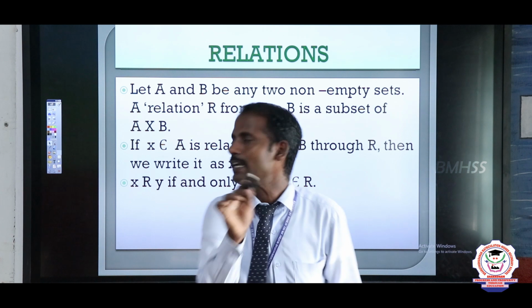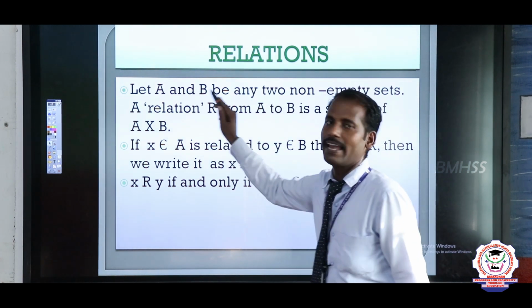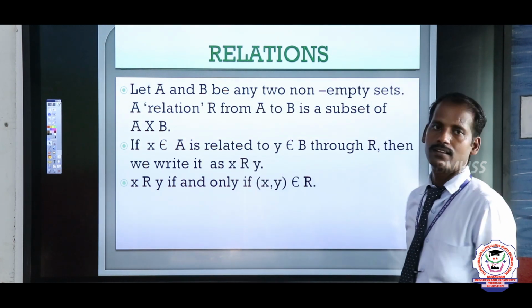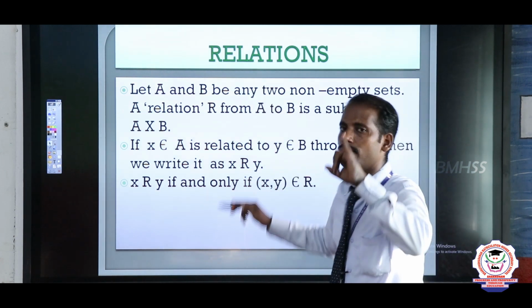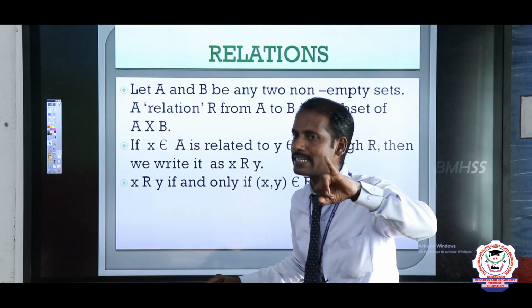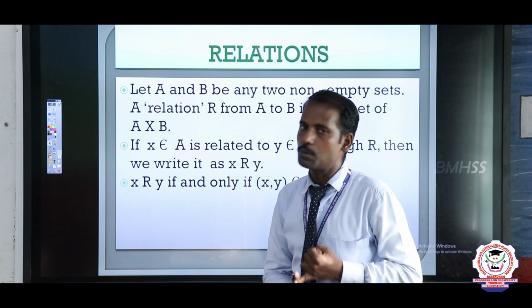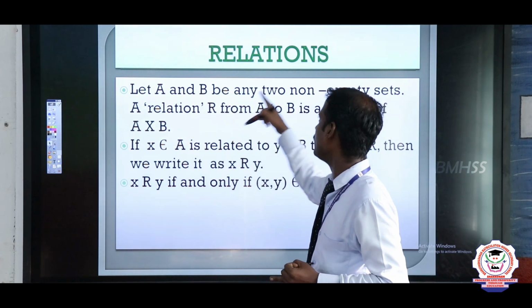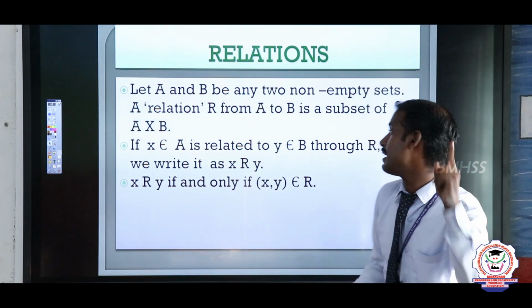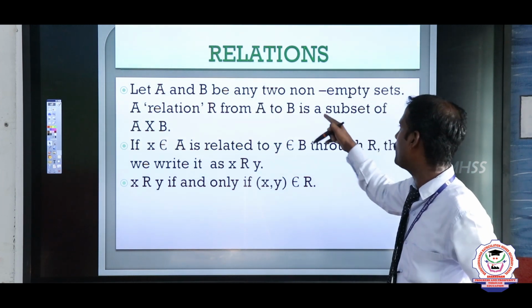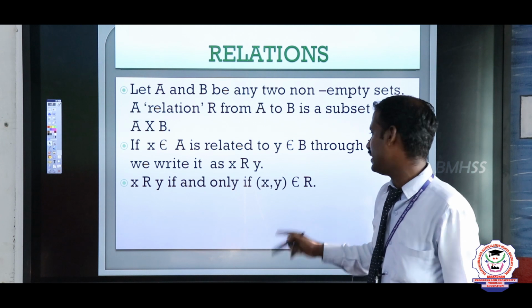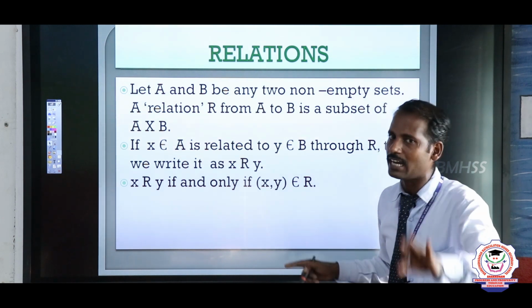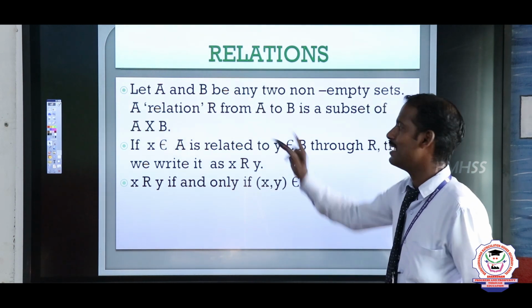Relations. What is a relation? Let A and B be two non-empty sets. Take A as the set of students and B as the set of heights of the students. A relation R from A to B is a subset of A Cartesian B. That is the relation definition.